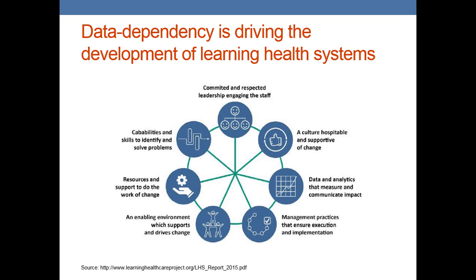And what I really like about this diagram is it really is very broad and makes it really clear how learning happens in organizations and what kind of supports need to be present in order for learning to happen. So the first one at the top is commitment and committed and respected leadership that engages the staff. That seems to be something that Lurie Children's does in a lot of ways.